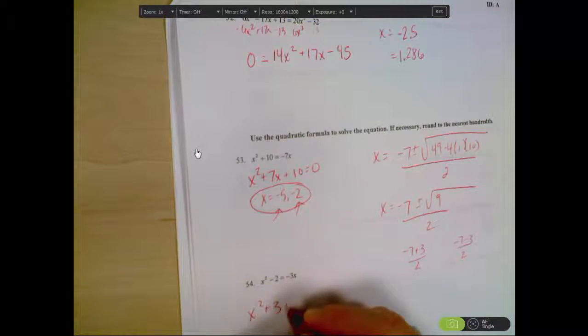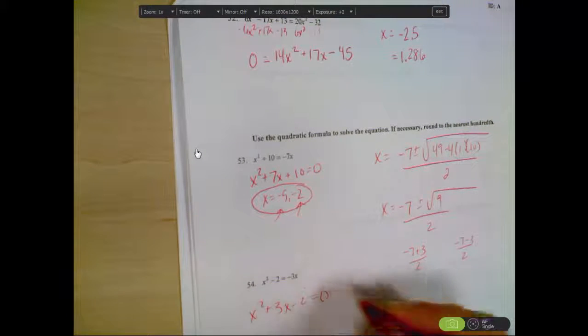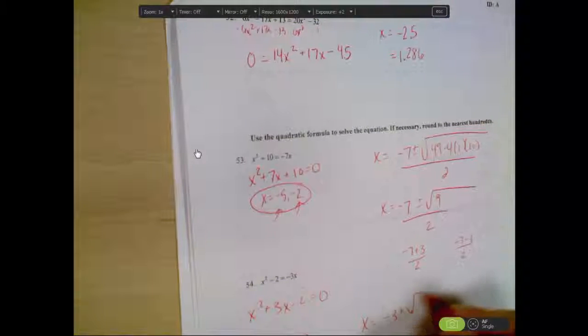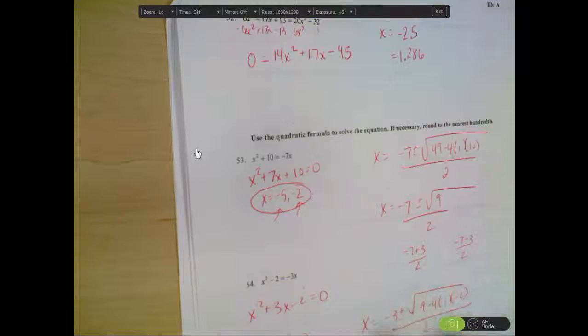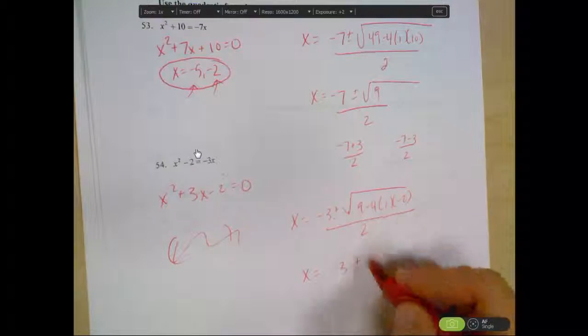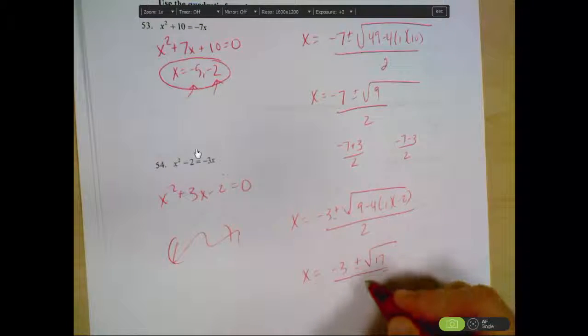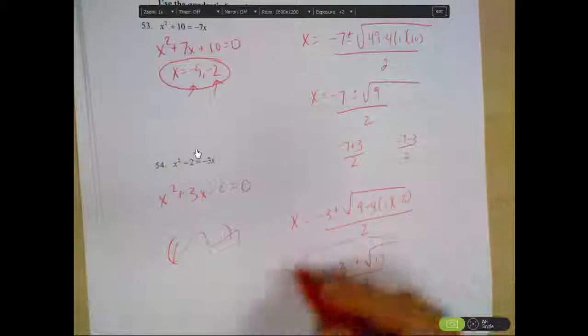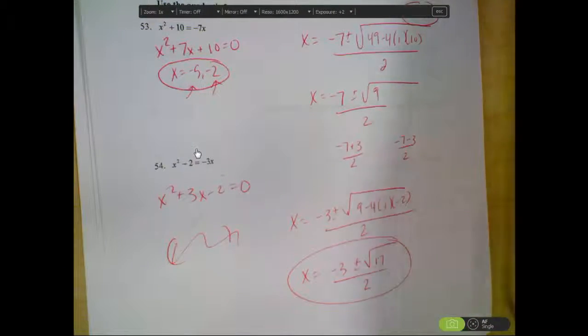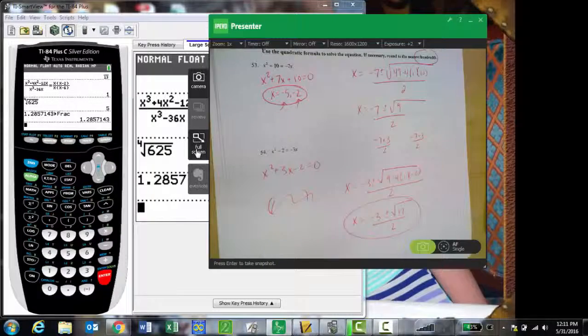x squared plus 3x minus 2. This one can't factor. So, why am I doing that? x equals negative 3 plus or minus the square root of 9 minus 4 times 1 times negative 2, all over 2. Negative 3 plus or minus the square root of 17, all over 2. That's as far as I can go. If it says round to the nearest hundredth, then I need to type that in a calculator. Let me show you how to do that.